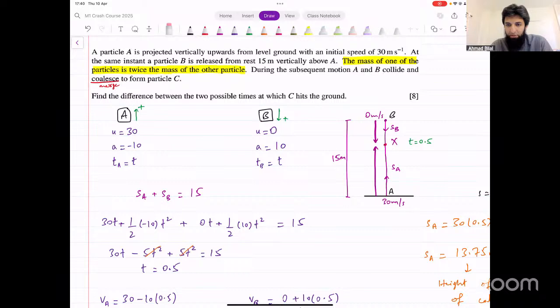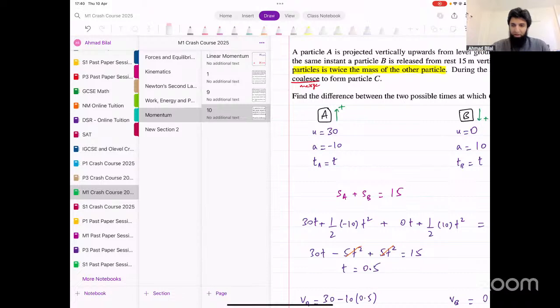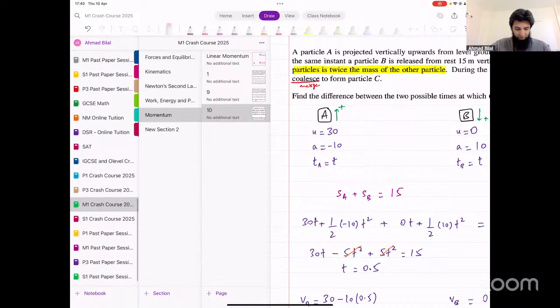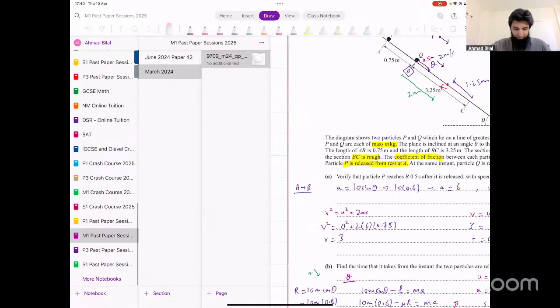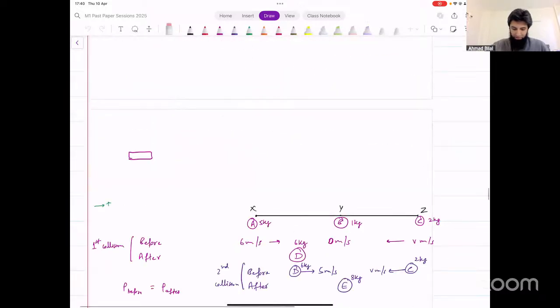Let's have a look at a work energy power question that you're saying. May-June 2024, paper 4, variant 2, question number 6. Isn't that something that we just did a couple of days ago? May-June 24, paper 4, 2. Okay, let me have a look at that.